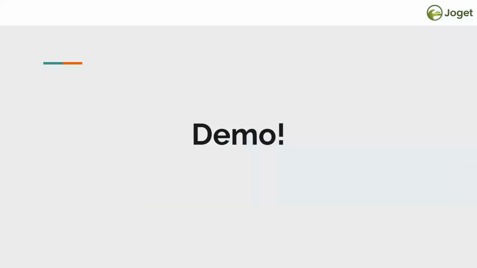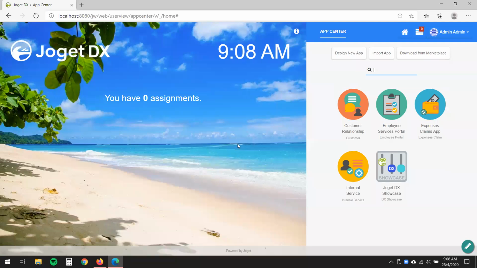So now we have come to the demonstration of how we're going to build a simple service request app in just under 5 minutes. So I'm going to my live instance over here. Okay, so over here in my Joget, I've already logged in as the default administrator user. So I'm going to go ahead and design a new app. So I'm going to click on Design New App here.